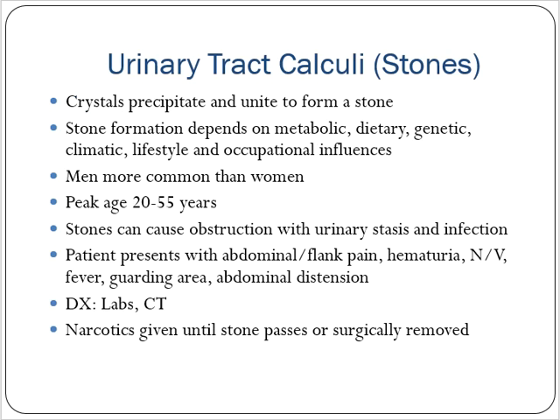Moving on to urinary tract calculi, also known as stones. Crystals precipitate and unite to form a stone. Stone formation depends on metabolic, dietary, genetic, climatic, lifestyle, and occupational influences. It is more common in men than in women, and the peak age is 20 to 55 years. Stones can cause an obstruction with urinary stasis and infection.